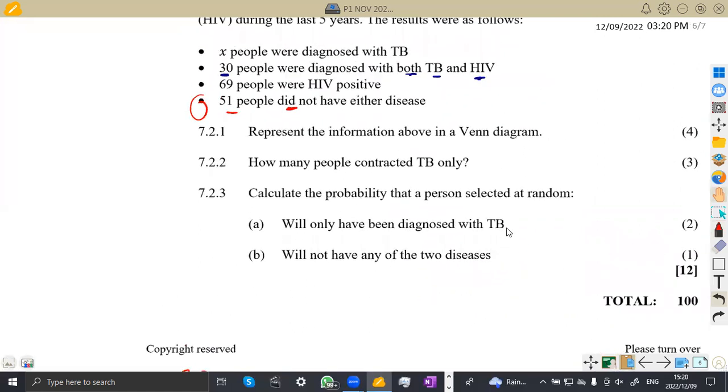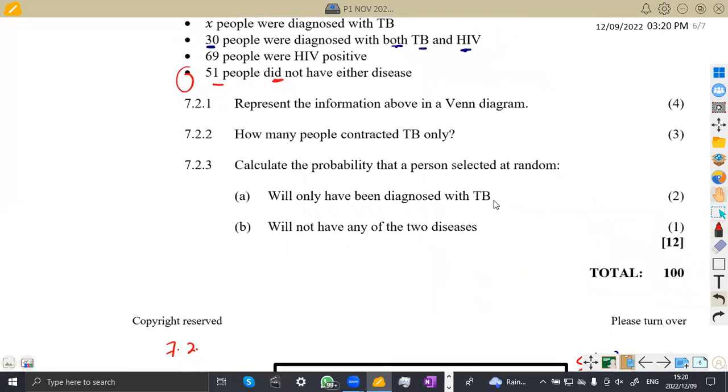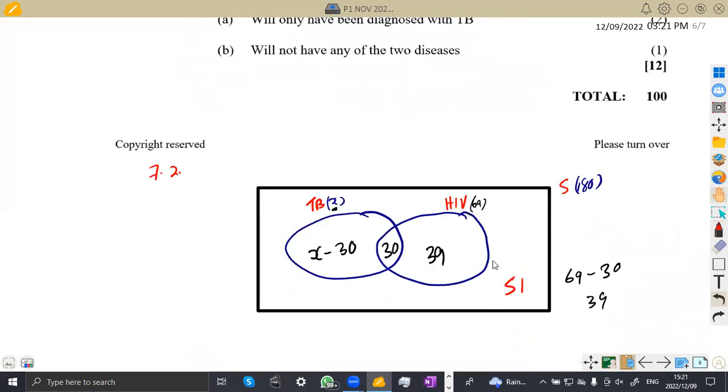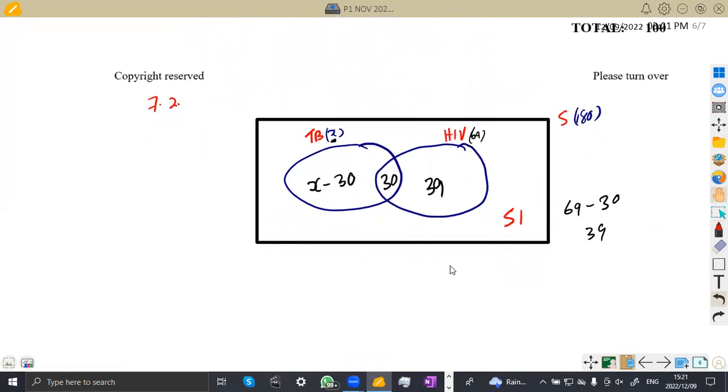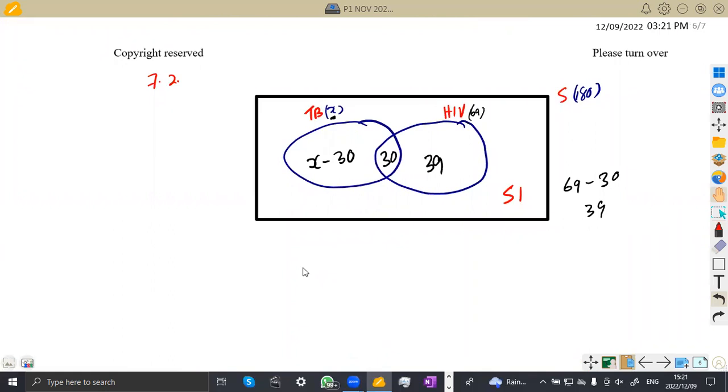On 7.22, we are now given how many people contracted TB only. Take note, TB only. So we need this part here of X minus 30. So we definitely have to find the value of X, because we do not know the value of X. We can find the value of X from this information that we are given, that the total number of people who were in the survey is 180. So if we add everything that we see here, it must be equal to 180. So that means X minus 30 plus this 30 plus this 39 plus this 51 outside must be equal to the sum, which is 180.